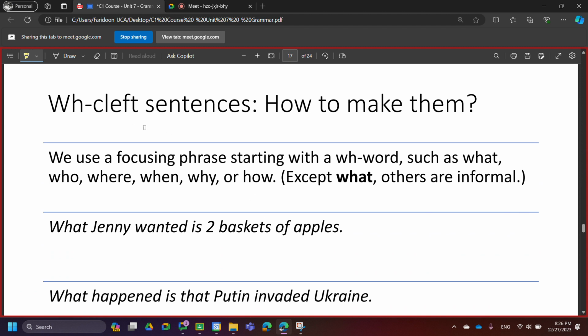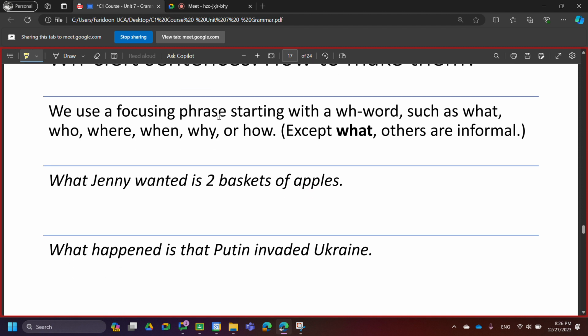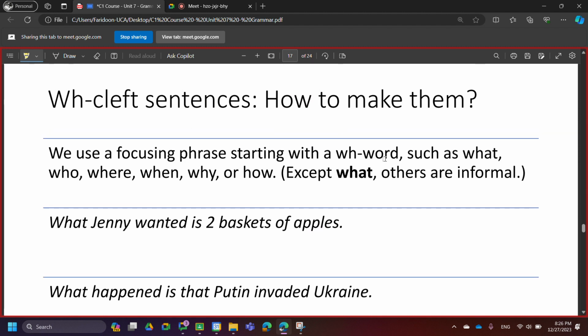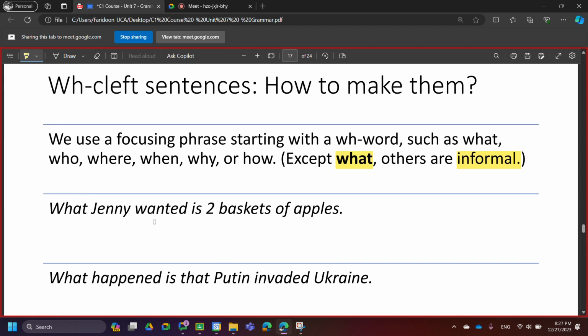So, WH clauses or WH cleft sentences, how to make them. We use a focusing phrase starting with the WH word, like what, who, where, when, why, or how, or which, whatever you have. Except, so what are we not using actually? Except what? All of these other ones, like who, where, when, why, how, which, they are considered informal. So they're not very formal. What is okay, but the other ones are not, okay? So just remember that.